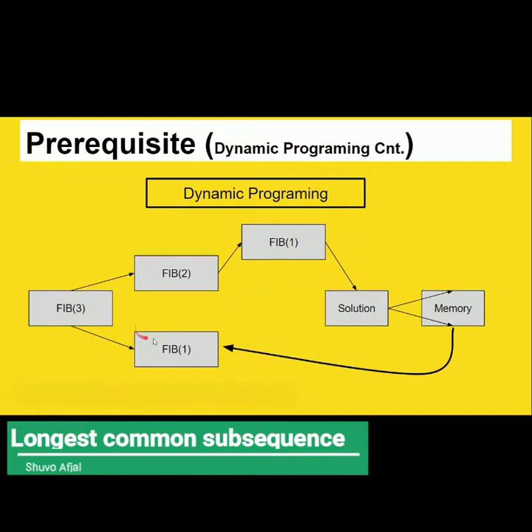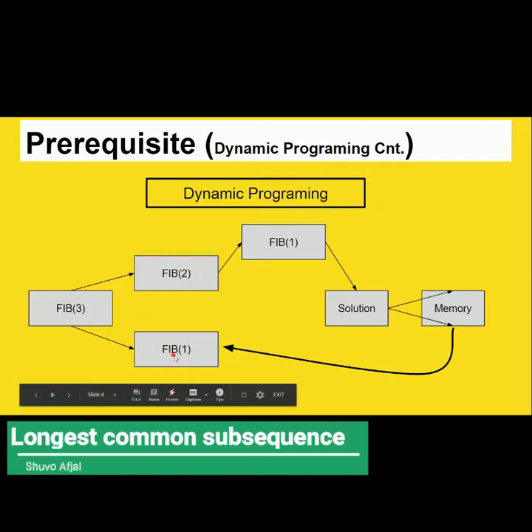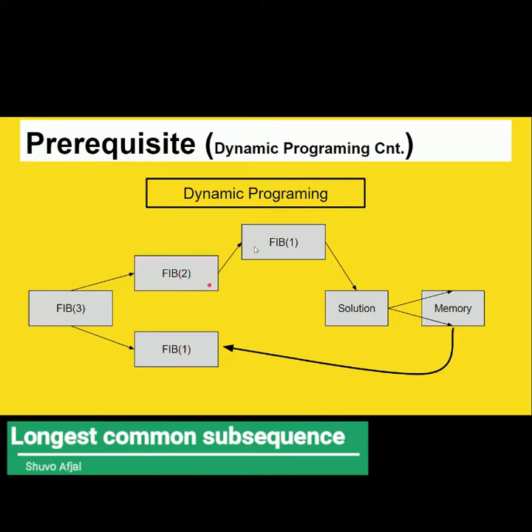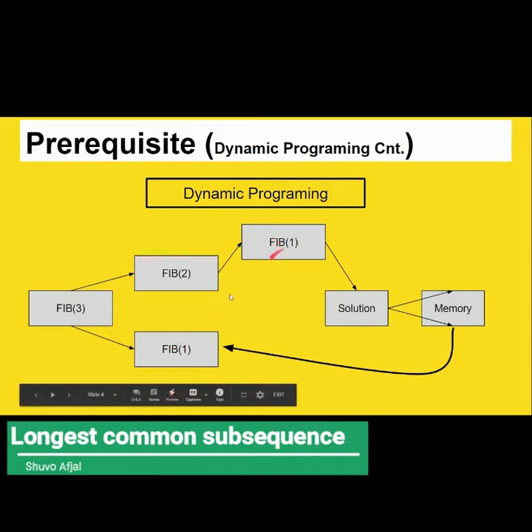Let's see an example with Fibonacci numbers. Fibonacci number 3 is solved with Fibonacci number 2 and Fibonacci number 1. Before Fibonacci number 3 is solved, we have to solve Fibonacci number 2 and Fibonacci number 1, and Fibonacci number 2 is solved when Fibonacci number 1 is solved. So we first solve Fibonacci number 1. Here we see Fibonacci number 1 appears two times, so it is a problem that we have to solve it two times.